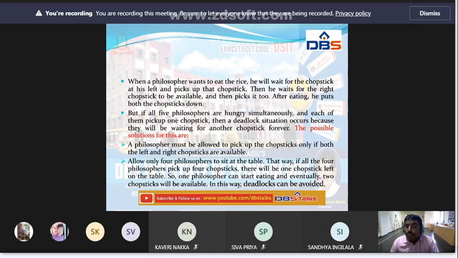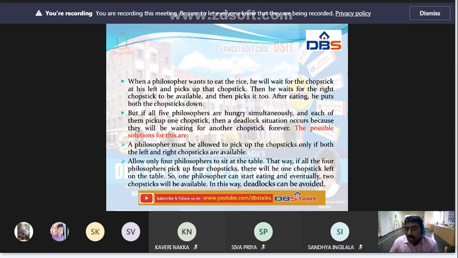The possible solutions for this are: a philosopher must be allowed to pick up the chopsticks only if both the left and right chopsticks are available. That means the philosopher may use the chopsticks only when those two chopsticks, left and right, are available. Another solution is to allow only 4 philosophers to sit at a table.